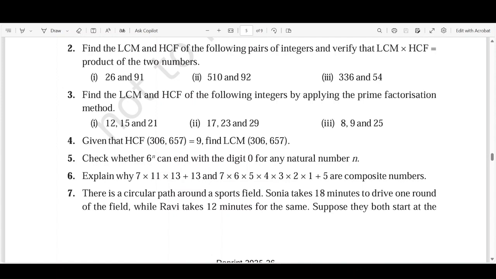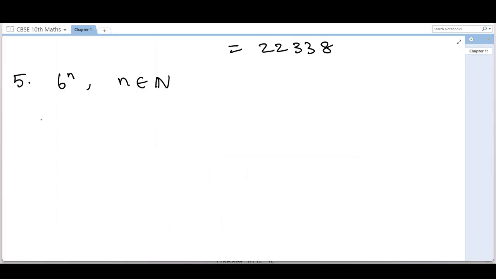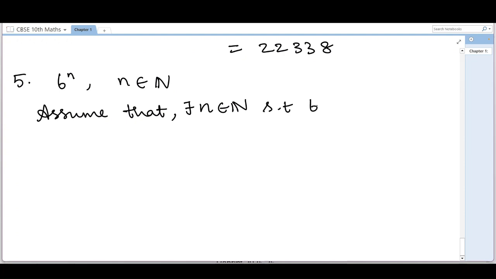So let us assume that there exists one natural number n such that 6 power n will have the value whose last digit will end by 0. Okay.